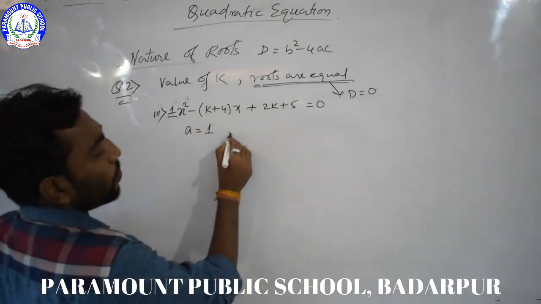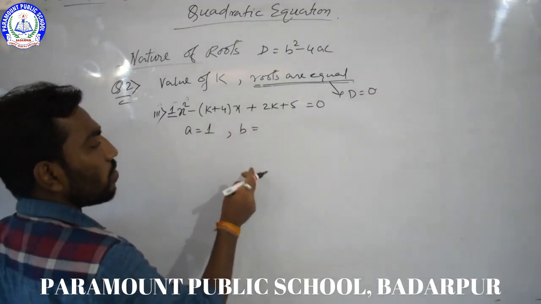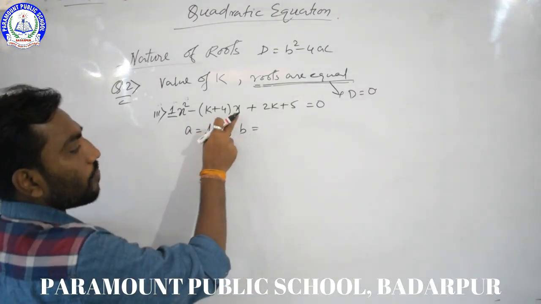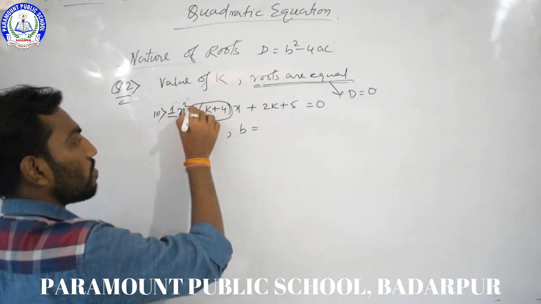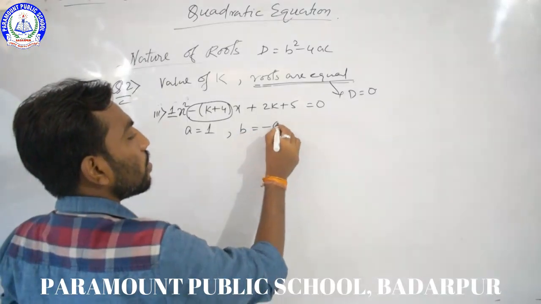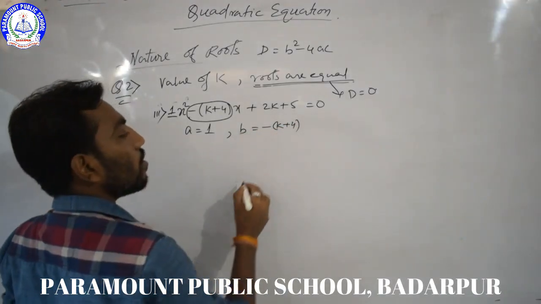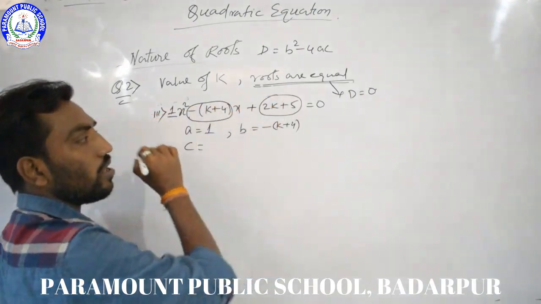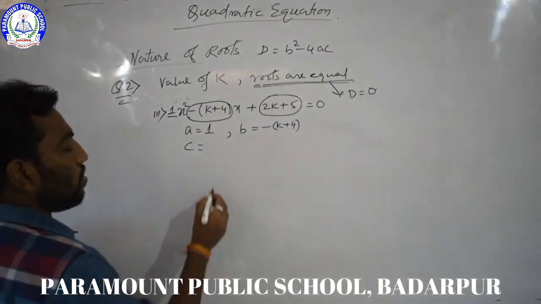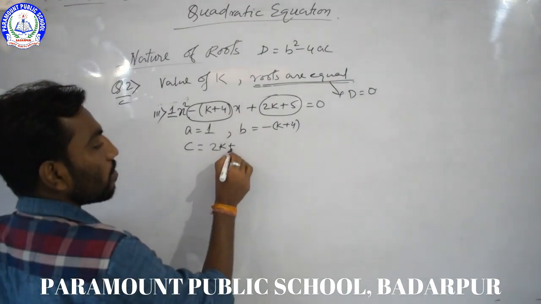So what will be our b value? Our b value is equal to the coefficient of x. So we can see the coefficient of x is nothing but minus (k plus 4). And our c value is the remaining value present in the given equation, that is nothing but 2k plus 5.